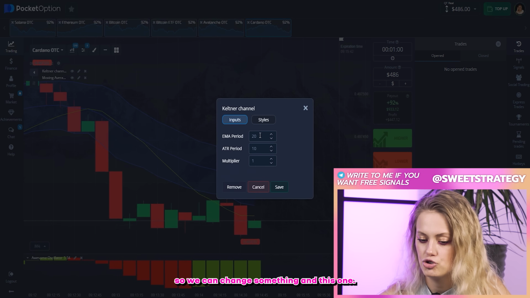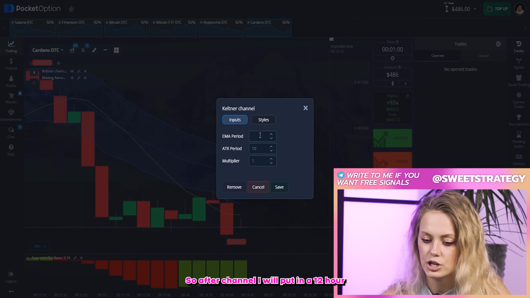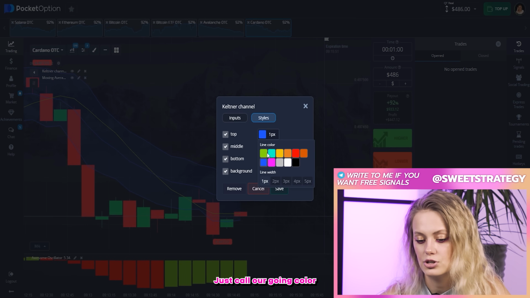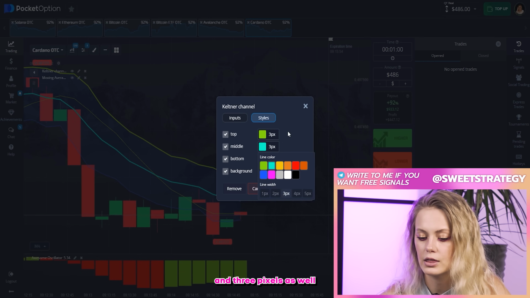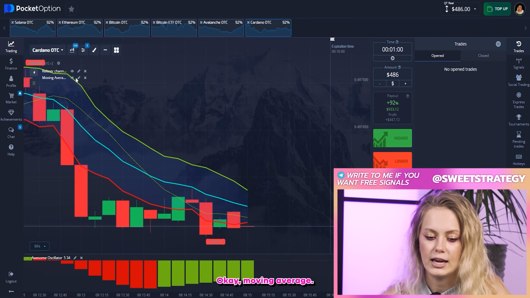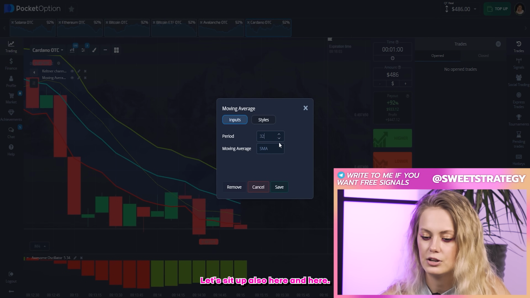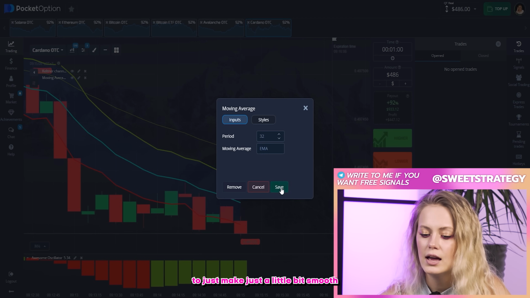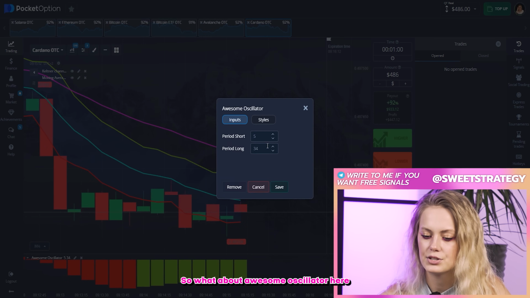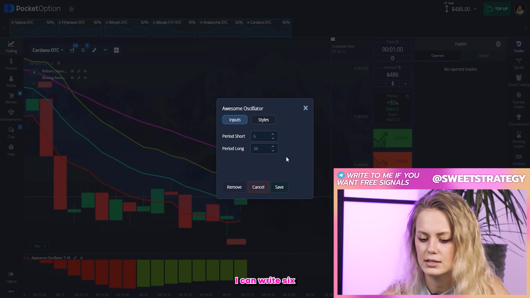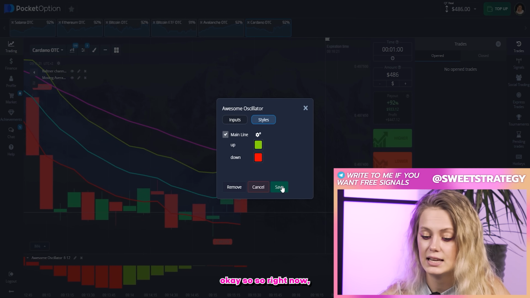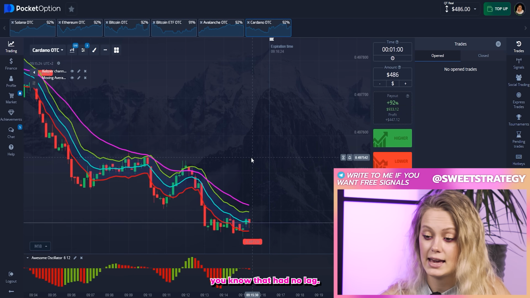So we can change something about this one. For the Keltner channel, I will put EMA period 12, ATR period 6, and for style we can change just the color: green color and 3 pixels, here blue color and 3 pixels as well, here red color and 3 pixels, and save it. Okay, moving average, let's set up the period also. Here we can put 32 just to make it a little bit smooth. Here EMA, and for style I will put purple color and 3 pixels, save it. What about the Awesome Oscillator? Here short period I can write 6, long period I can put 12, and the style is everything correct. Okay, save it.